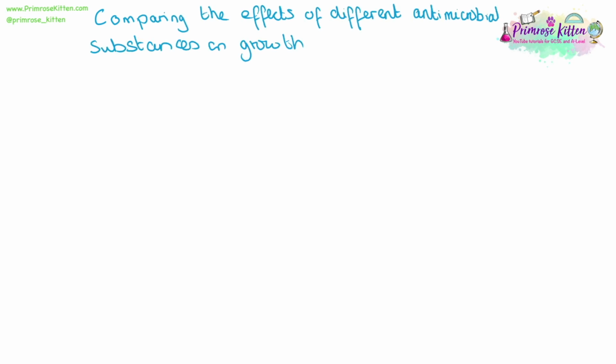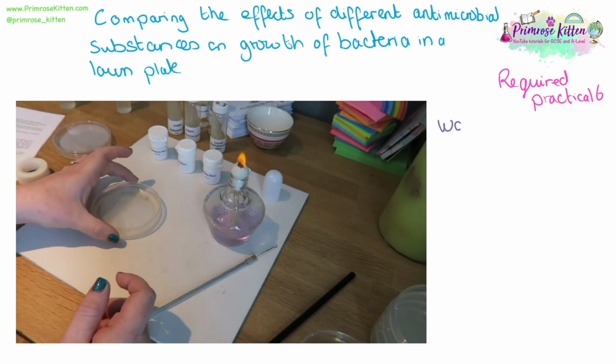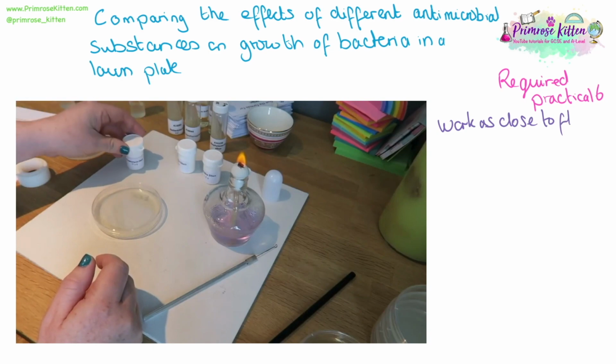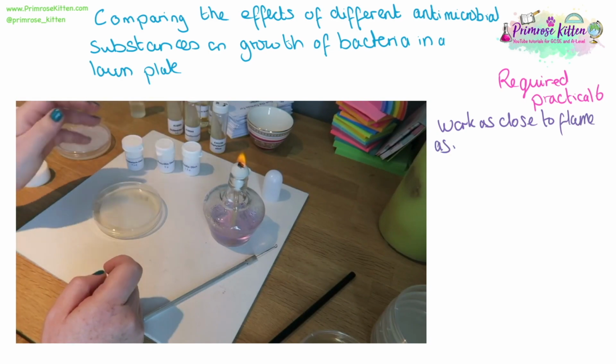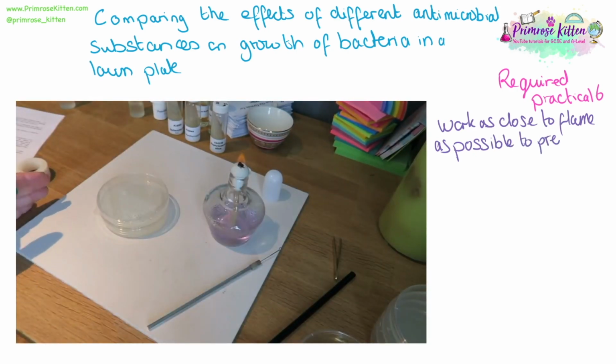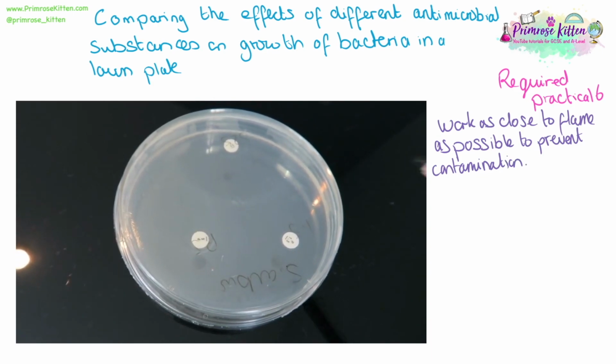For one of your required practicals, you need to be comparing the effects of different antimicrobial substances on the growth of bacteria on a lawn plate. There are a few things you need to pay attention to when you do this, because if you don't do this practical carefully, it will show up in your end results. Work as closely as possible to the flame. Here I have the little ethanol burner. You might have a Bunsen burner or a little camping stove in school. This will prevent any cross-contamination getting onto your plate and growing.